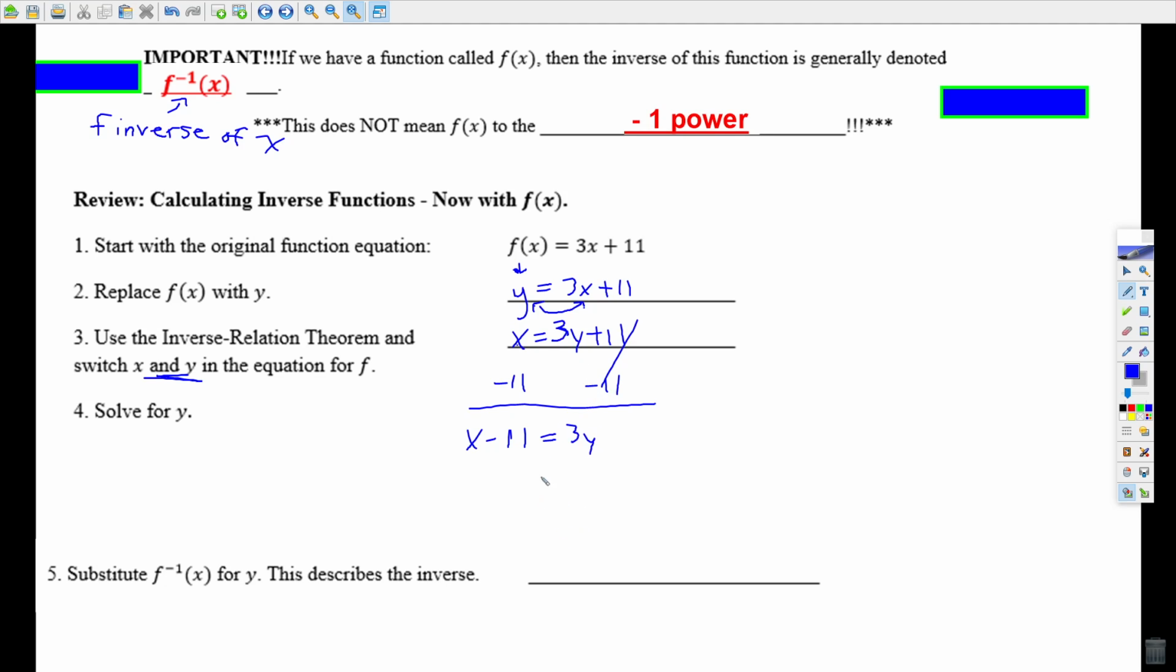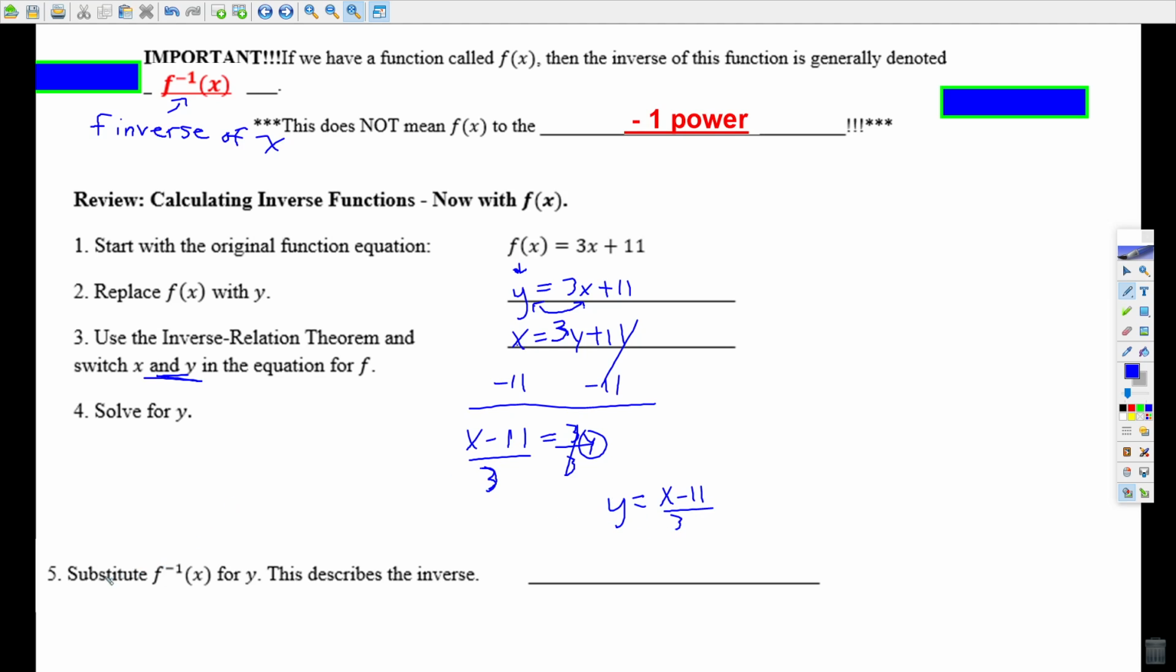This goes away. And then you divide both sides by 3. And you can just leave it like this. Nothing simplifies here. So you have y equals x minus 11 over 3. The only difference is we're not going to keep this as a y. So we could write this one more time like this. y equals x minus 11 over 3.